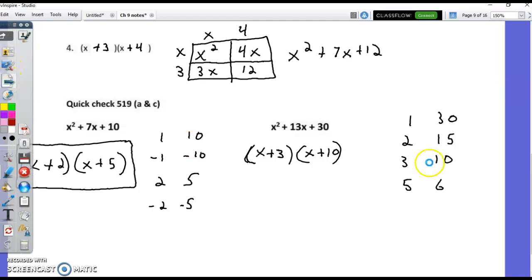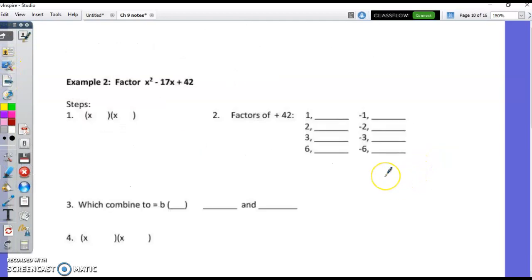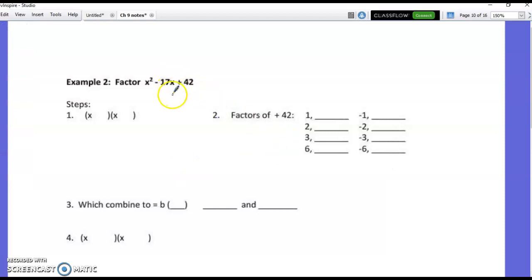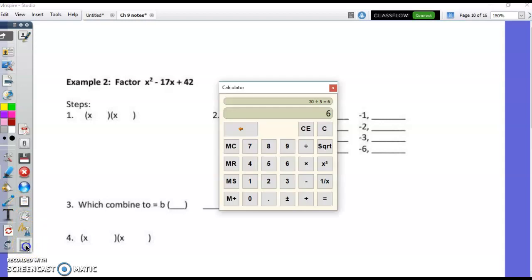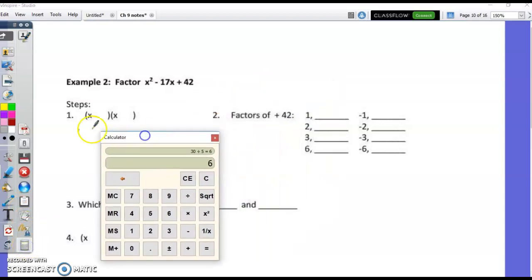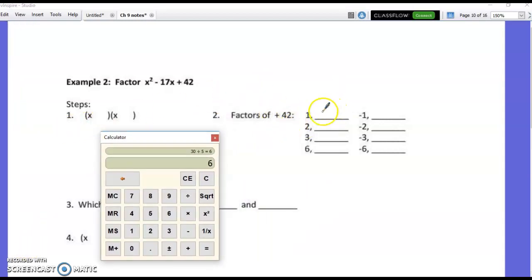On the next page, all right, so now it kind of gets a little bit trickier when we get into where we have negative and positive numbers. Now that they're not both positives, we're going to have to pay attention to those signs. So let's list all of our factors of 42 here. I already did step 1, step 2. So we have 1 and 42, and again, it's +42, so -1 and -42.